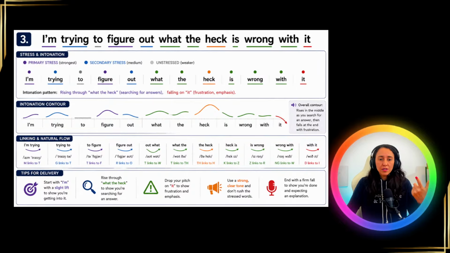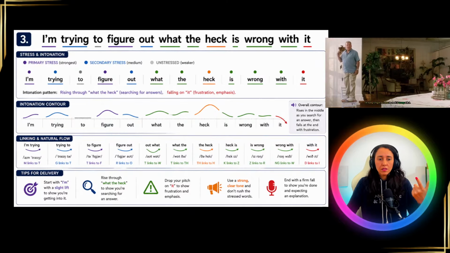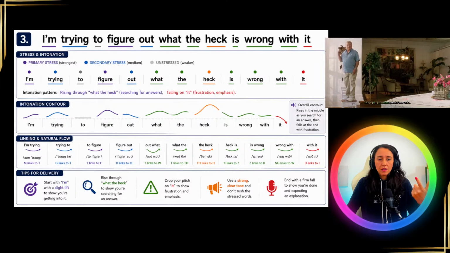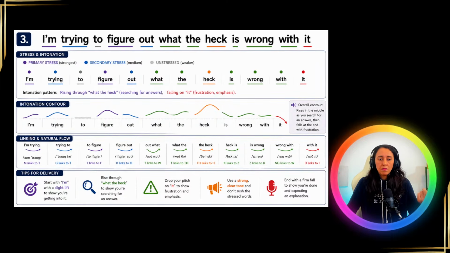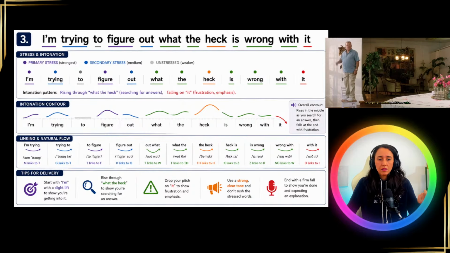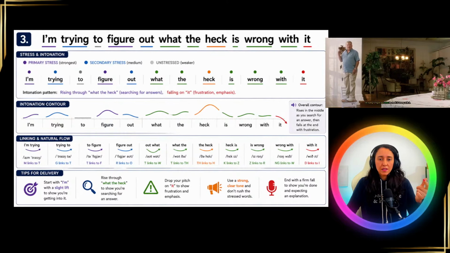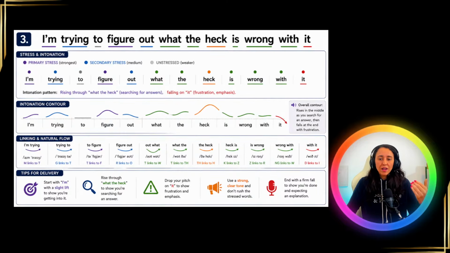Now let's listen to the native speaker. I'm trying to figure out what the heck is wrong with it. One more time. I'm trying to figure out what the heck is wrong with it.